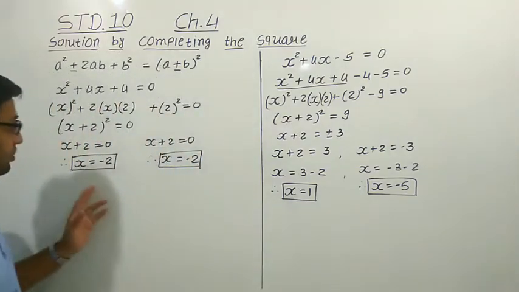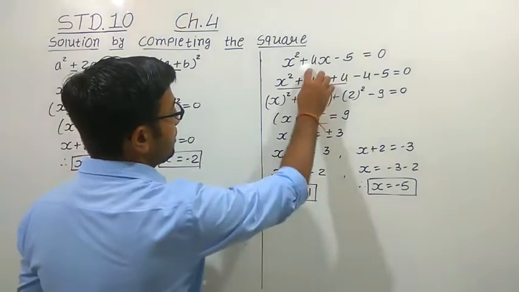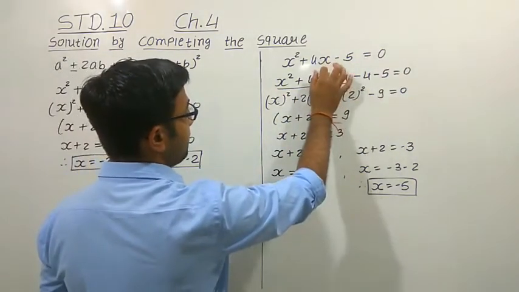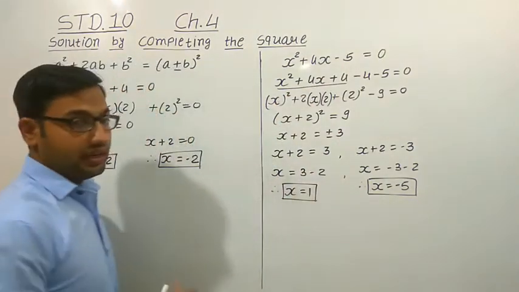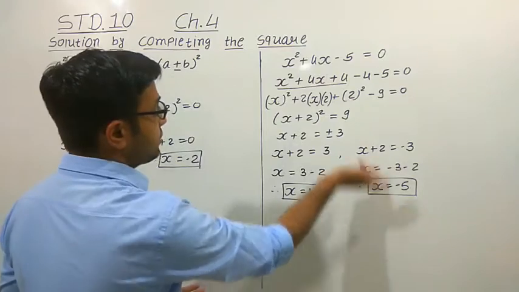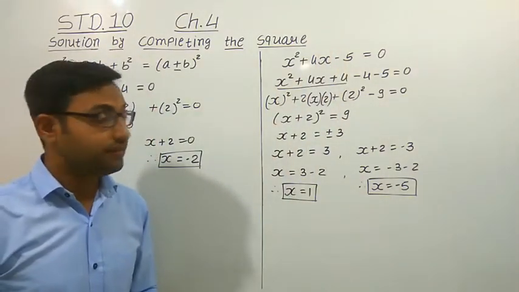Here we can see that both the solutions are equal. So if we put x equal to 1 here, we get the total equal to 0, and if we put x equal to minus 5 here, again the total right-hand side value is 0. So by putting these values in, we can check whether our solution is correct or not.